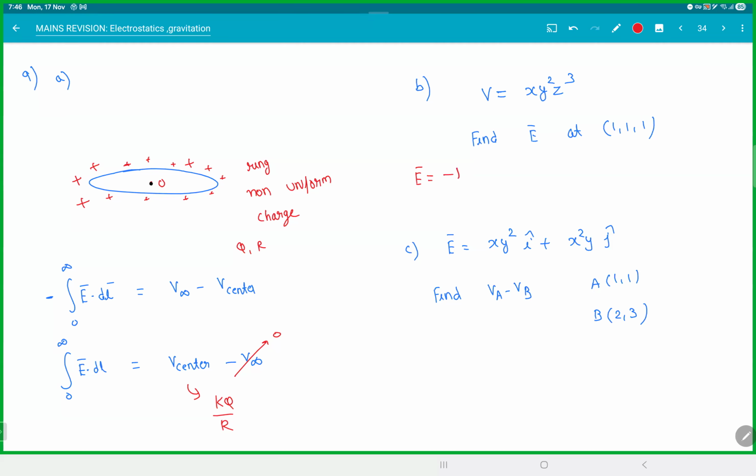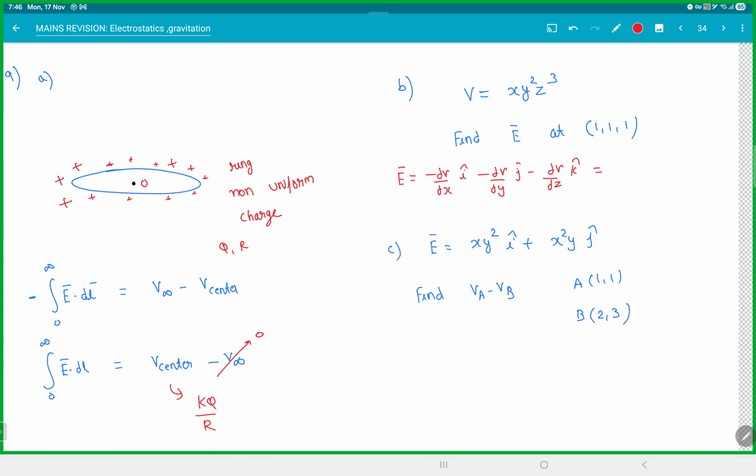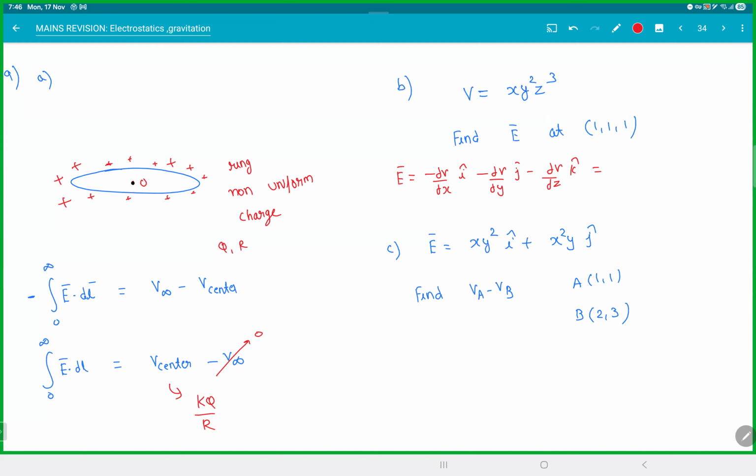And what to do with this guy? Electric field is nothing but minus dou v by dou x i cap, minus dou v by dou y j cap, minus dou v by dou z k cap. If I do that partial differentiation, for dou v by dou x only x is a variable, the remaining are constants: minus y square z cube i cap, minus 2xy z cube j cap, minus 3xy square z square k cap. Now substitute 1, 1, 1: minus i cap, minus 2j cap, minus 3k cap. Clear with this? Don't add 1, 2, 3, and be careful with that minus sign.